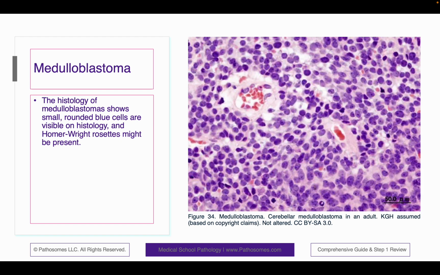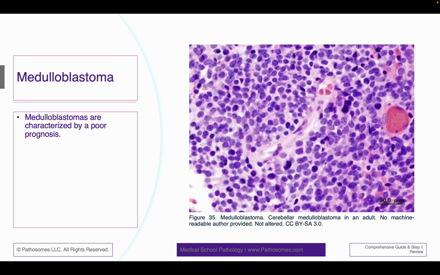Here we have the histology showing a medulloblastoma with its characteristic small, round blue cells. And take note that there's a buzzword associated with this lesion known as Homer-Wright rosettes, because those are typically present with this lesion. Medulloblastomas are characterized by a poor prognosis.